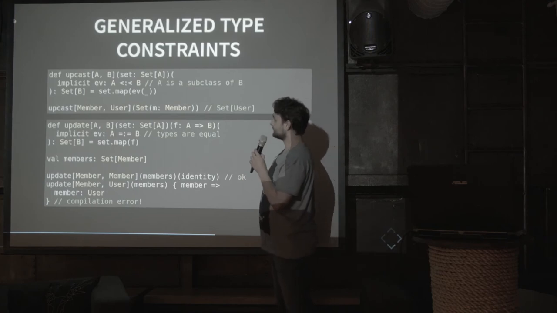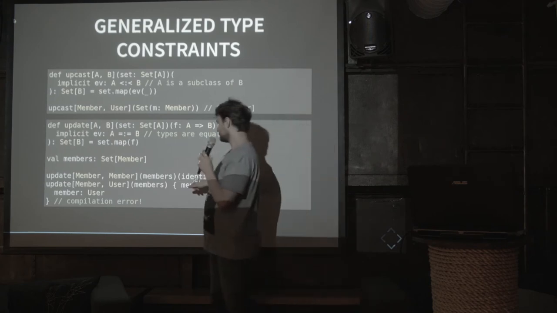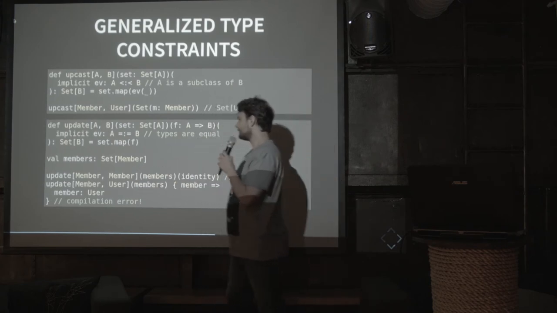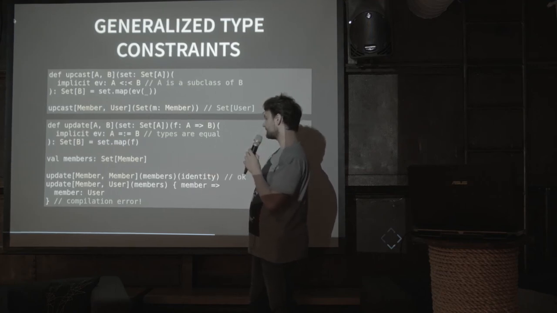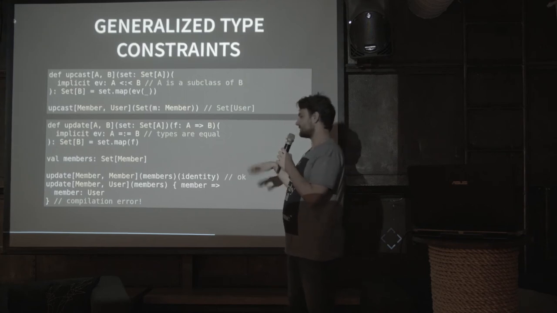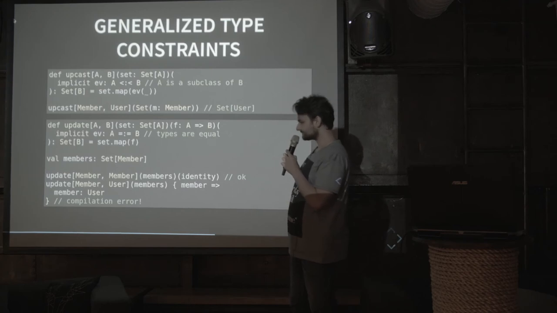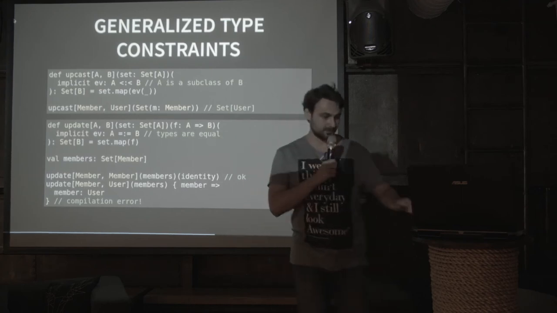So for instance, this update would work if you pass the very same types, and if you pass two different types, even though one is the subset or supertype of another, the compilation would fail, because that's what this implicit evidence does for us.